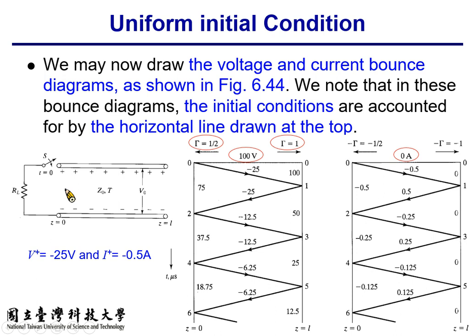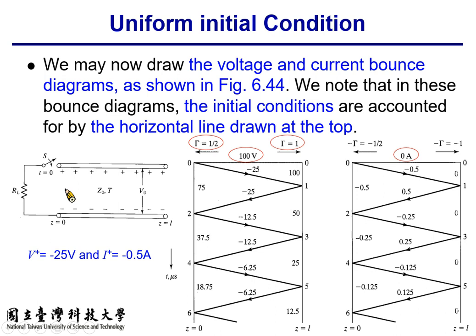So the total voltage on the right hand side will be 100 volt from t equal to 0 and 1 microsecond, and will become what? 50 between 1 and 3 microsecond. And to the left, the total voltage will be 75, which is 100 minus 25. But starting at t equal to 2 microsecond, it will appear as 37.5 due to the presence of V minus signals and V plus signal. So you should complete this bouncing diagram and find out the time variation on the transmission line.